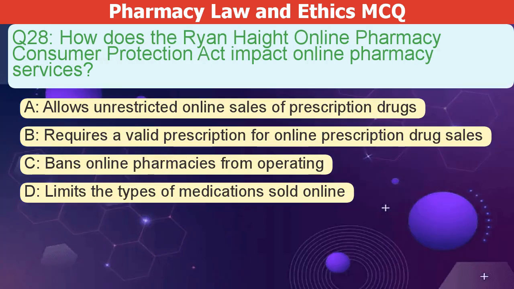How does the Ryan-Haight Online Pharmacy Consumer Protection Act impact online pharmacy services? A. Allows unrestricted online sales of prescription drugs. B. Requires a valid prescription for online prescription drug sales. C. Bans online pharmacies from operating. D. Limits the types of medications sold online.